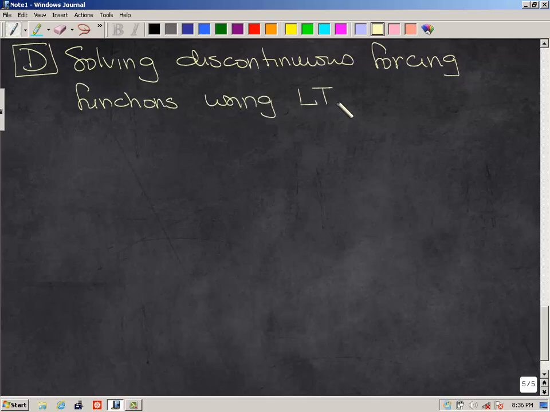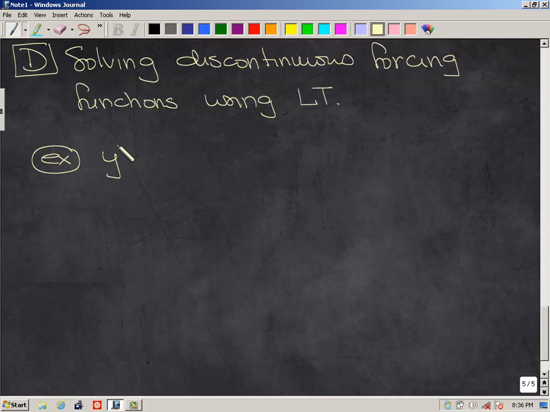Using Laplace transforms. So I'm just going to do an example. That's the best way to do this. This is fairly straightforward. There's no magic to this or anything like that. Okay, so keep that in mind. I'm going to try to do 2 examples and go from there.